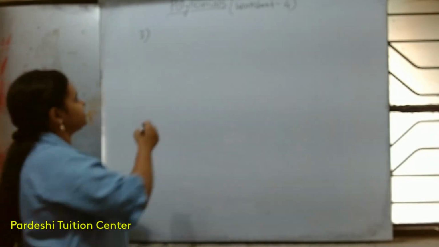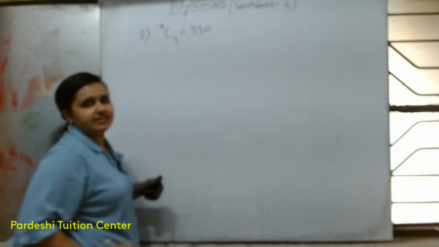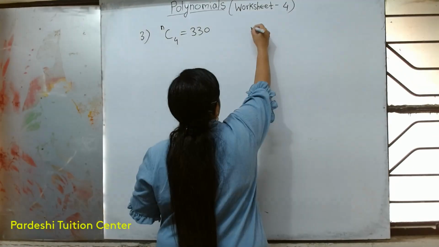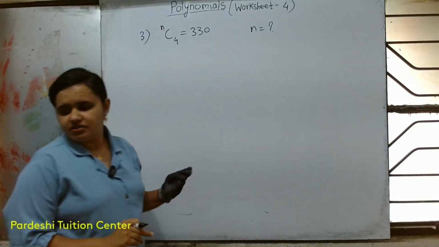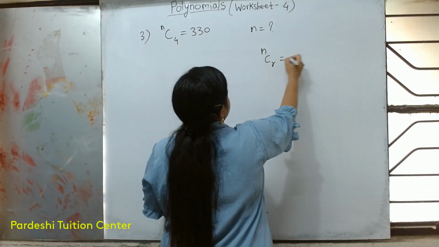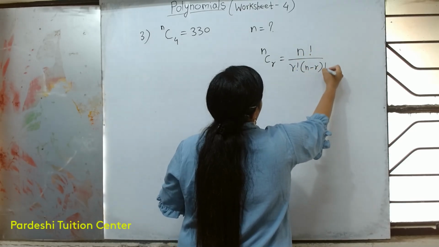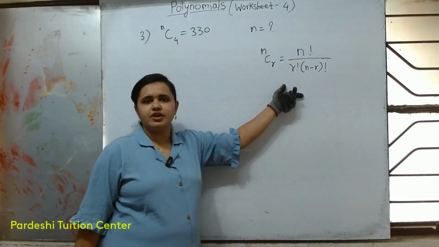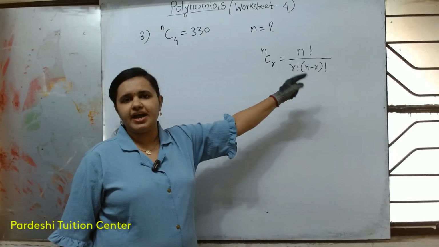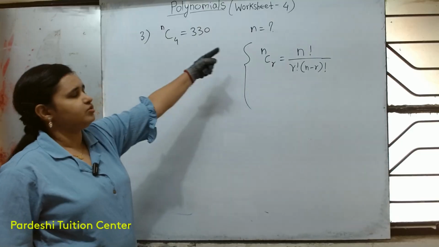Now the third question is nC4 equals 330. nC4 is given as 330 and we have to find n. Now, do you remember the formula we have written? nCr equals n factorial upon r factorial into (n minus r) factorial. It was the first formula we have written. According to this formula we can calculate the value of n.